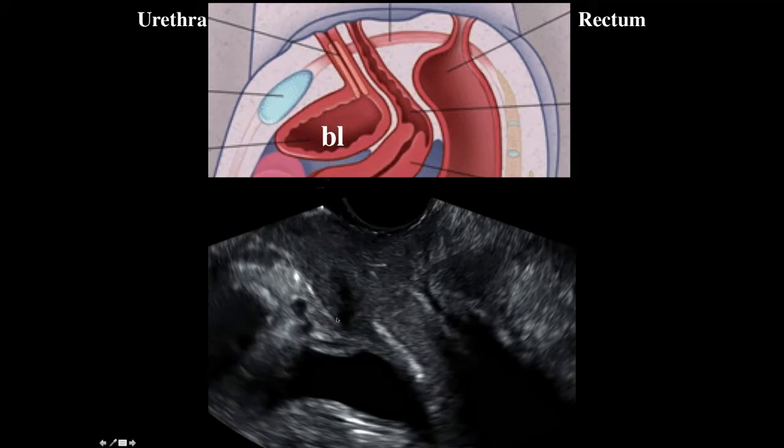There's the urethra. So here the patient is upside down, head down, feet up. This is the urethra, and it goes into the bladder. Here is the vagina, and the rectum is over here. You can see some of the shadowing of the rectal verge right here.